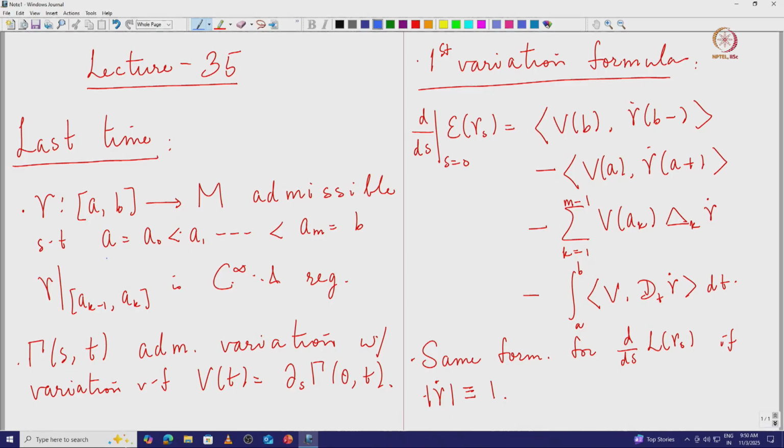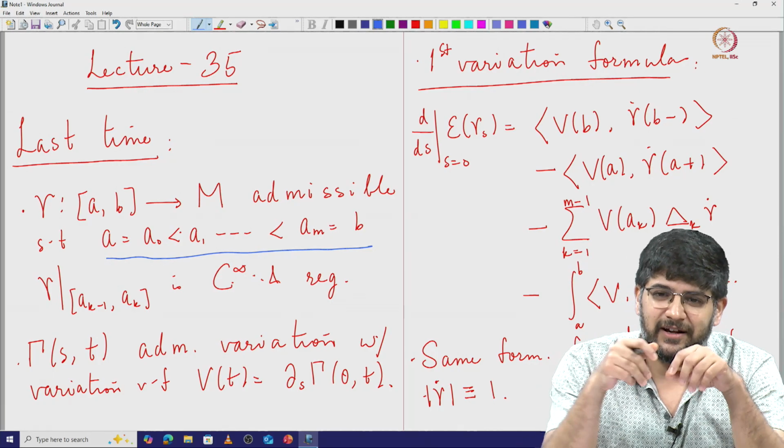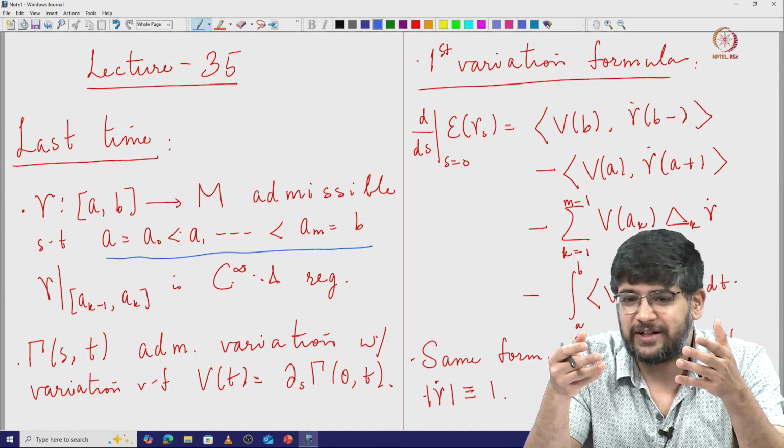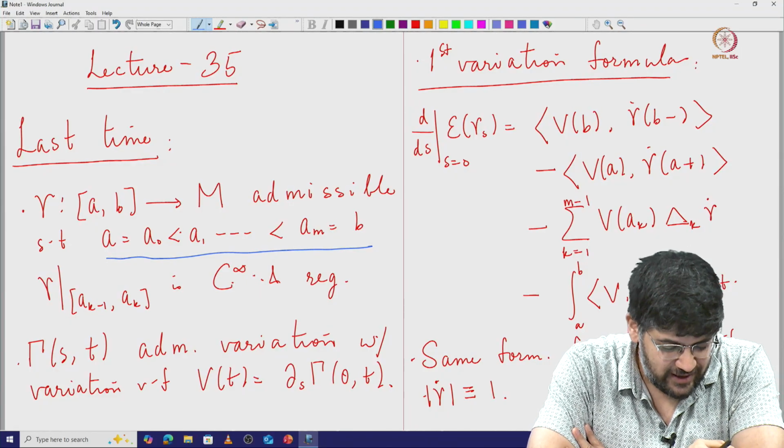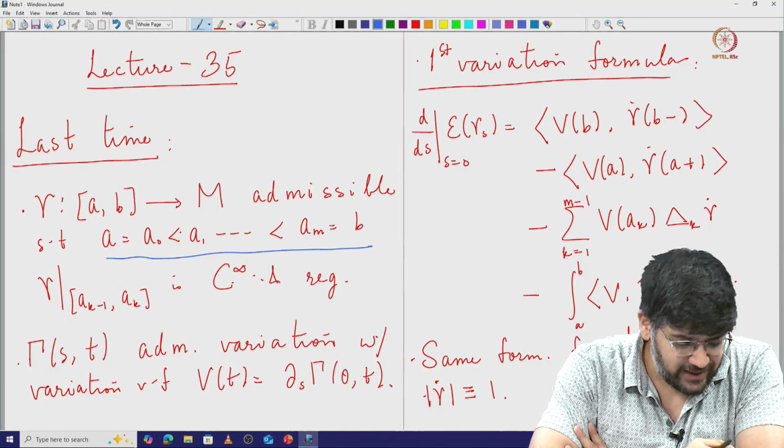As usual, gamma from A to B to M is going to be an admissible path, which just means that it is piecewise smooth, and our notation is always that we have this partition a_0 up to a_m such that gamma restricted to a_{k-1} to a_k is smooth. We also assume that it is regular, which means that either it is the constant path or the velocity vector never vanishes in the smooth regions.